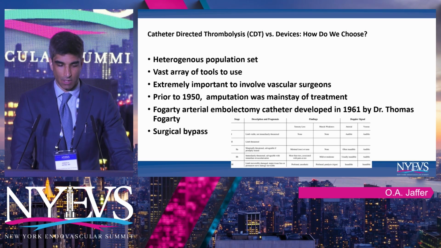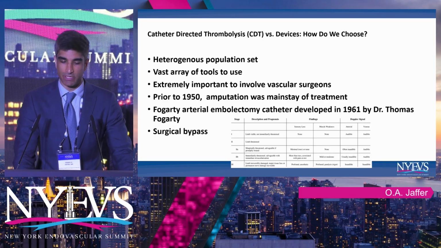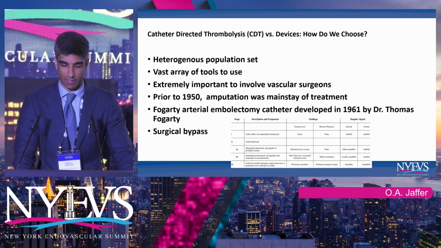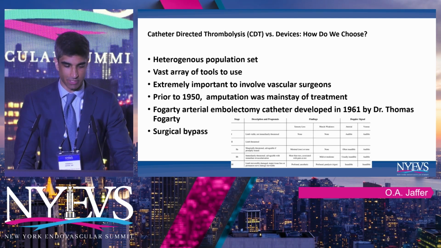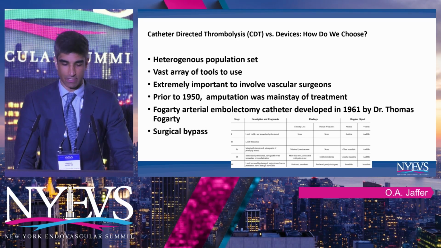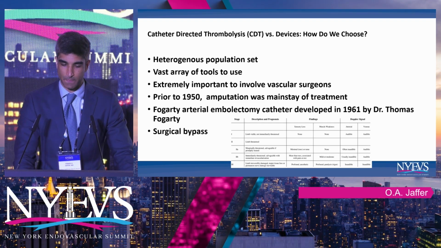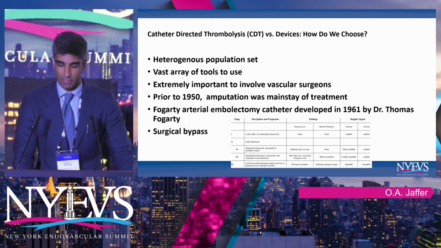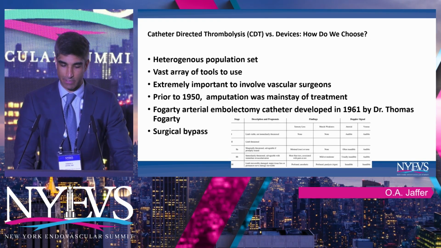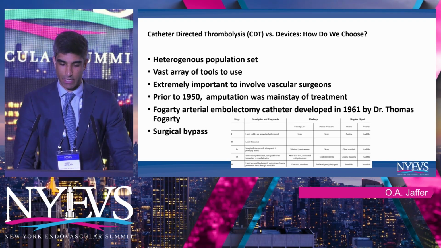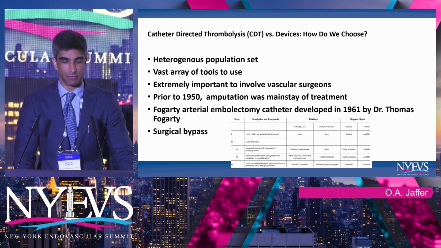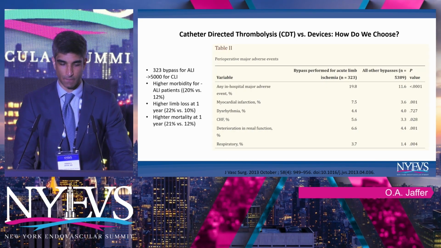Prior to the 1950s, really amputation was the mainstay of treatment. The Fogarty arterial embolectomy catheter was developed in 1961 by Dr. Thomas Fogarty, and then eventually surgical bypass as well. Typically for the 2Bs and 3s, definitely the 3s, like Dr. Farah was talking about, amputation is going to be really the mainstay of treatment. For the 1 and 2As, it's usually a hybrid approach oftentimes.